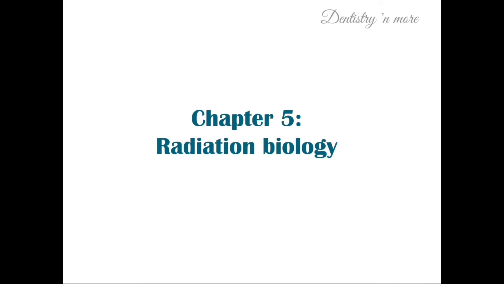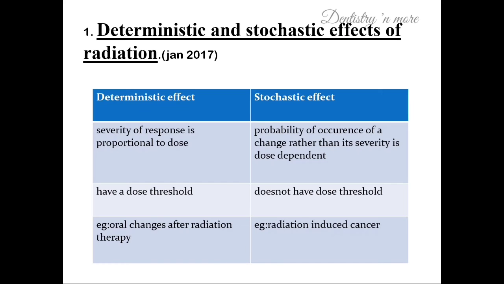Next is chapters about radiation biology. Under this, the most favorite question that can be asked in short notes is the deterministic and the stochastic effects. In this, you can again refer to the White and Pharoah textbook. They have already given a tabular form of what is a deterministic effect and what is a stochastic effect. Deterministic effects are caused due to cell killing, whereas stochastic effects are caused due to sublethal DNA damage.